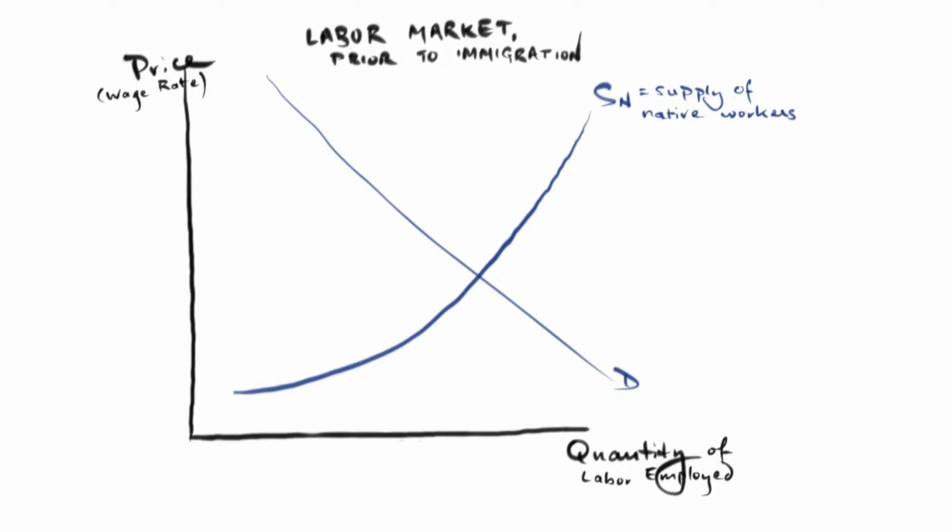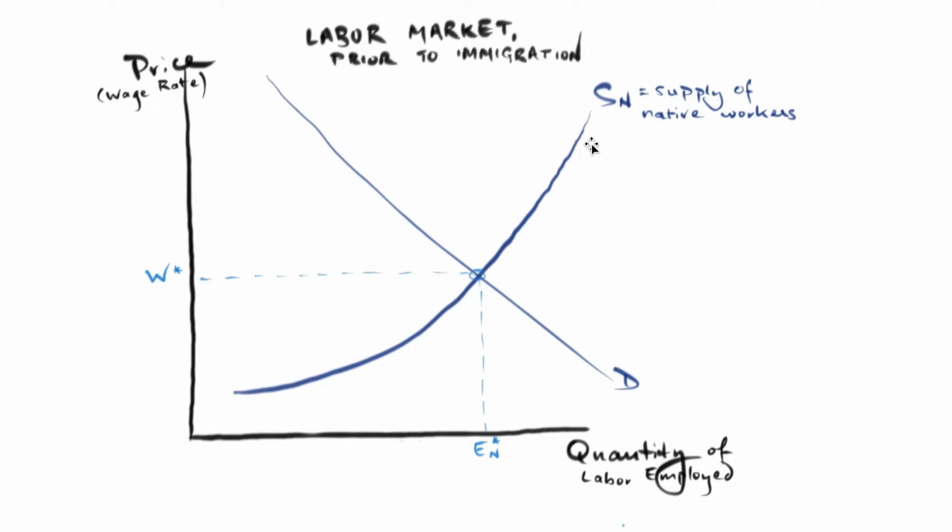This is a standard model for a market. On the vertical axis, we have price. In this case, the price of labor is the wage paid to workers, and quantity on the horizontal axis. In this case, quantity is the amount of labor employed. There's some demand for workers, and then SN is the supply of native workers. Okay, so here's the economy prior to immigration.